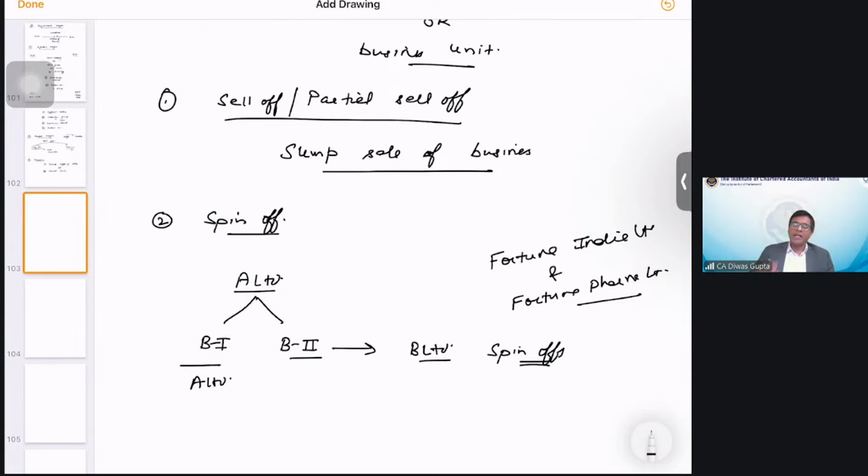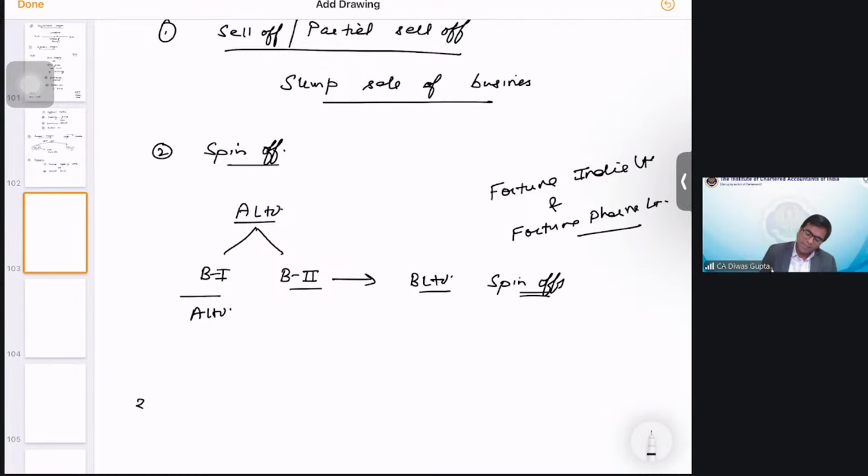Quickly, what is the difference between sell off and spin off? Sell off is you just sell to an outsider of the business, right? In spin off, you create a new entity within your own group and you transfer that business to the new entity. That is called a spin off.